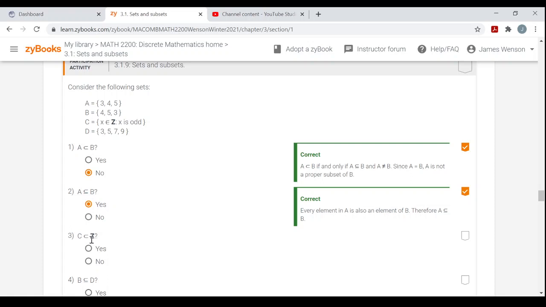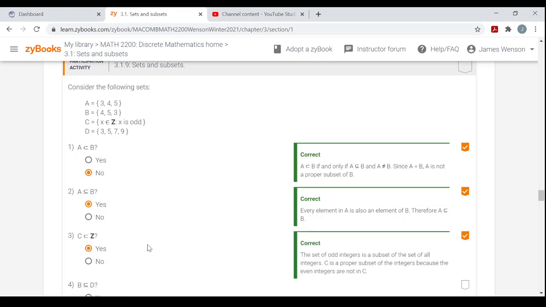Well, look at C and the integers. Is this equal to the integers? No, you're missing the even integers. So this is true, right? Every element of C is an integer, but they're not equal. So C is a proper subset of Z. And again, they give you the conditions for that right up here. What does it mean to be a proper subset?